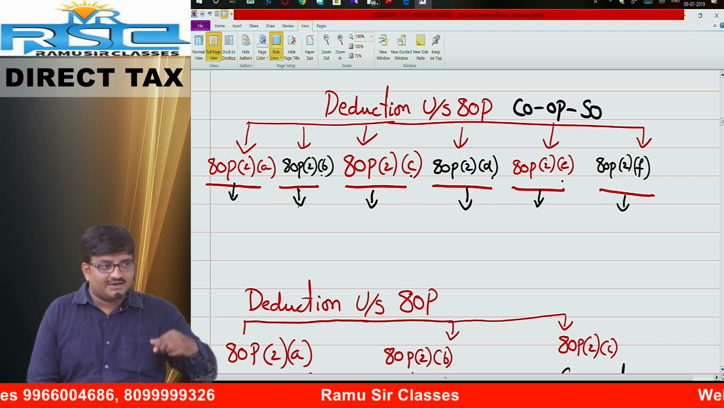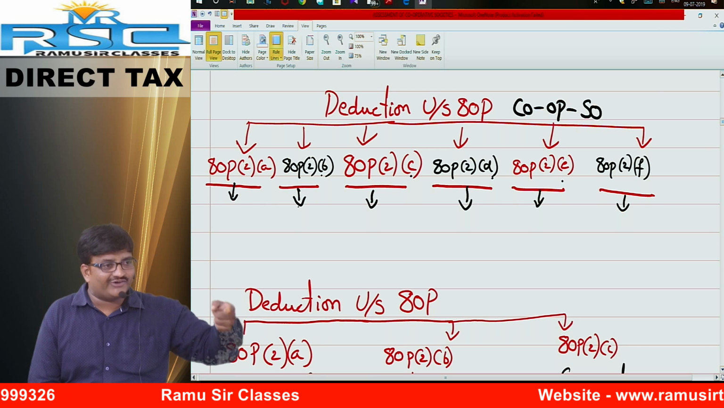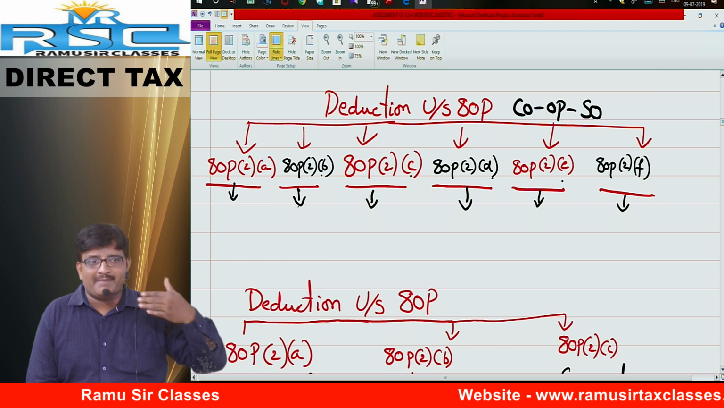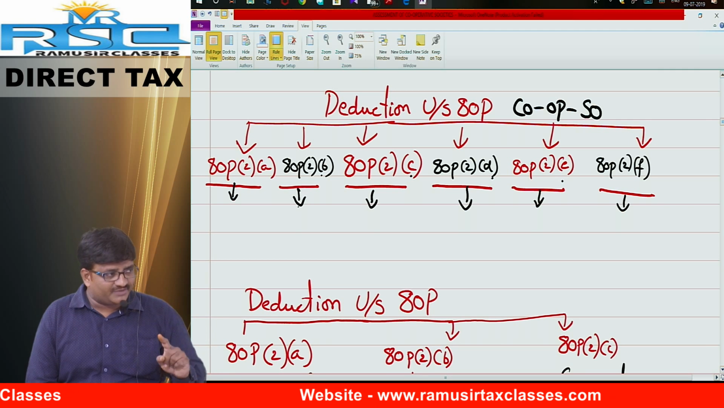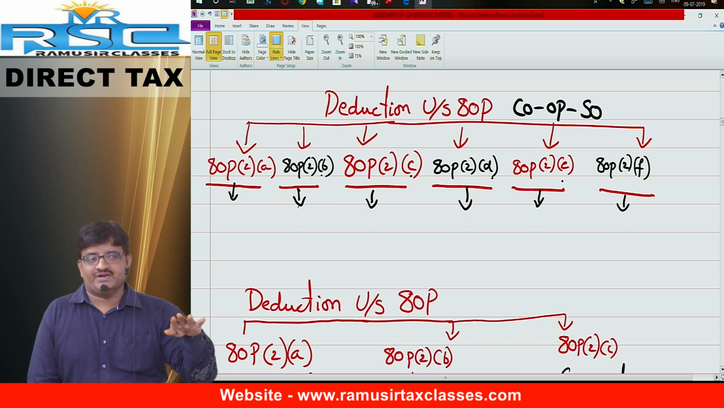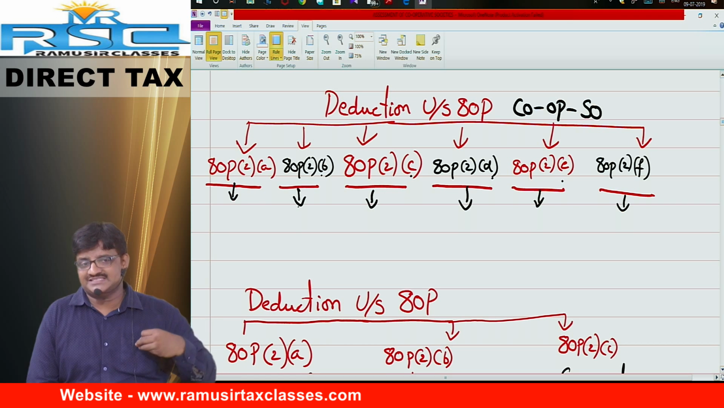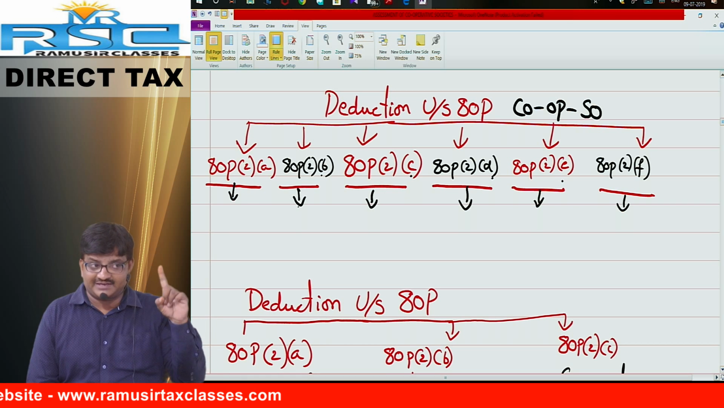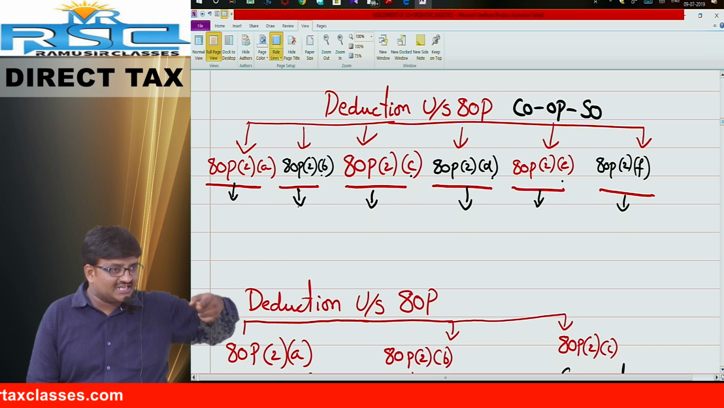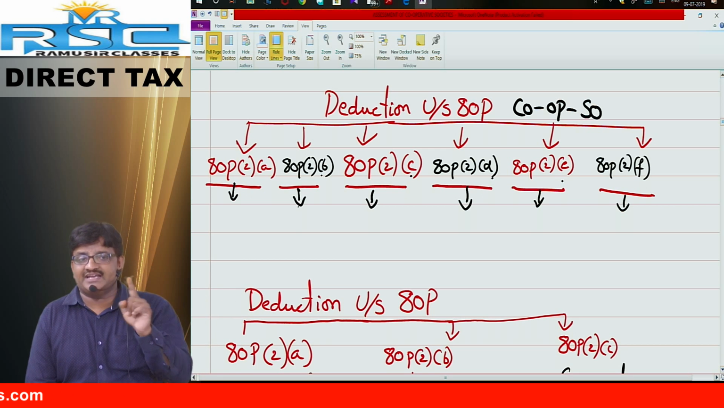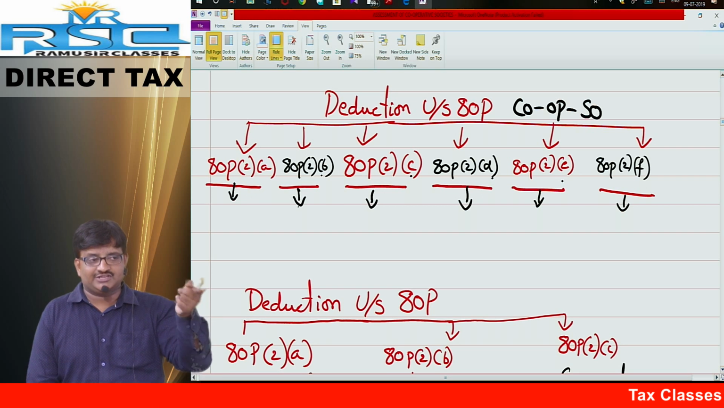Next number, friends, processing of agricultural produce. If you have agriculture produce, we need to do paddy processing or processing of wheat. For that purpose, our cooperative society will provide the service and charge some amount. That amount is also allowed as deduction in the hands of the cooperative society. But remember, friends, the cooperative society can do processing of agriculture produce only without aid of power. I repeat, without aid of power. You should not use electricity.